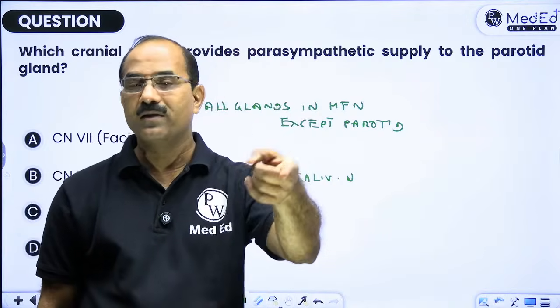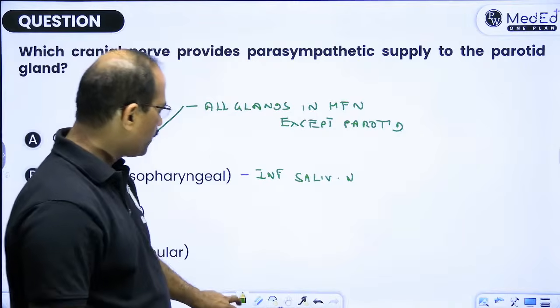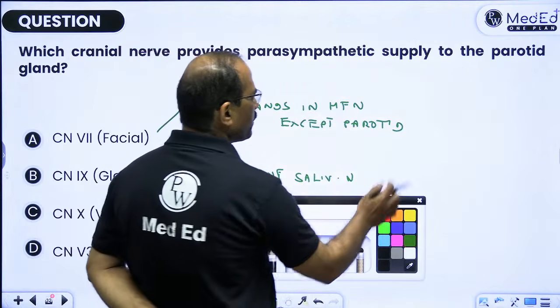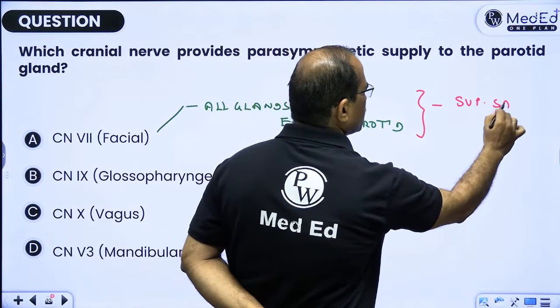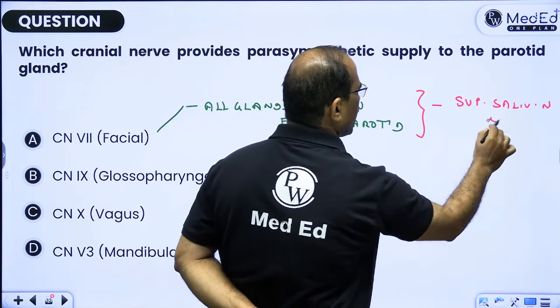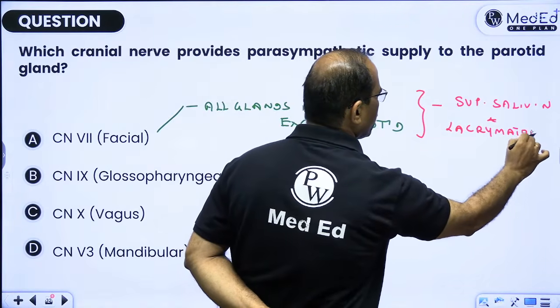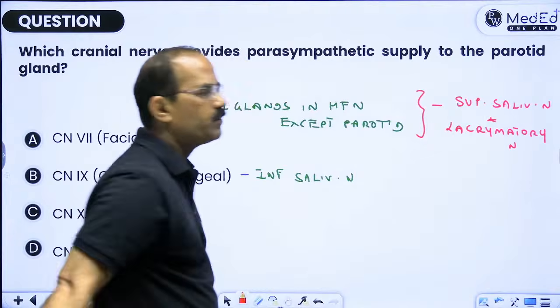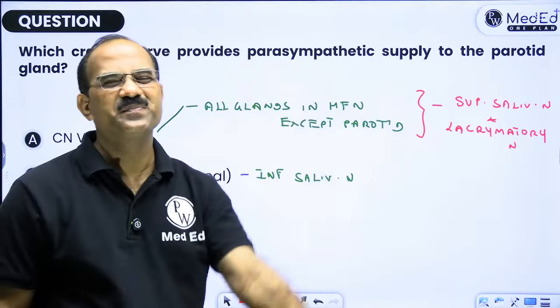Parotid को कौन supply करता है? Glossopharyngeal nerve. Right, excellent, very good. Now name of the nucleus. इसका nucleus का नाम बता सकते हैं? What is the name of the nucleus? Superior salivatory nucleus and lacrimatory nucleus. Facial nerve का nucleus है जो सारे glands को supply करेगा.